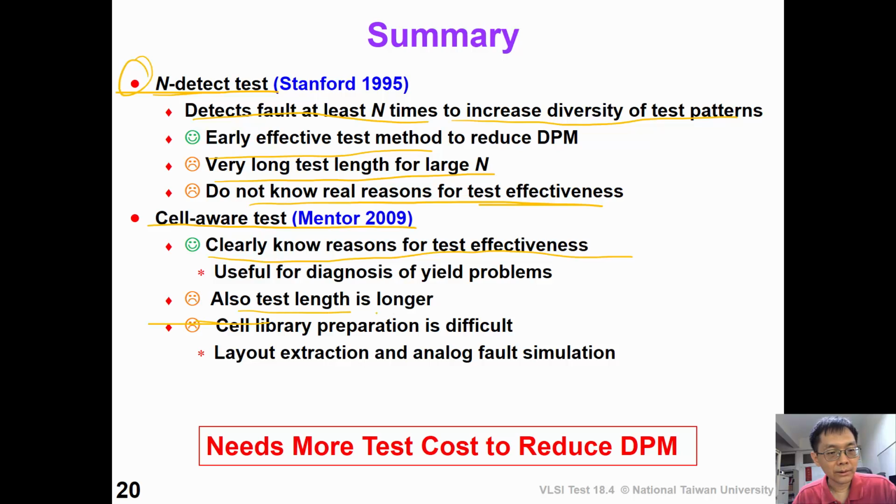However, the test length is still longer, and the cell library preparation is somewhat difficult because we need layout extraction and analog fault simulation. In summary, if we want to reduce DPM, we need to pay extra runtime and also extra test time. So there is no free lunch.